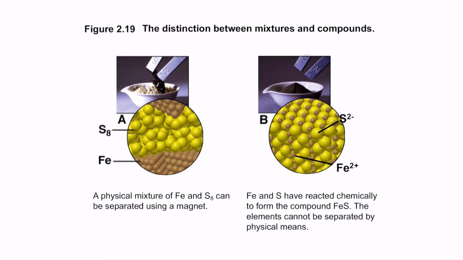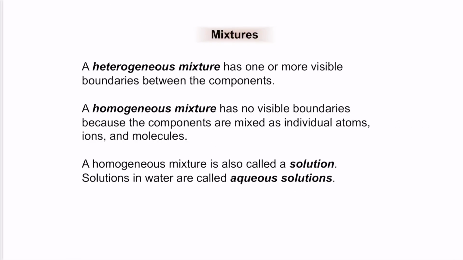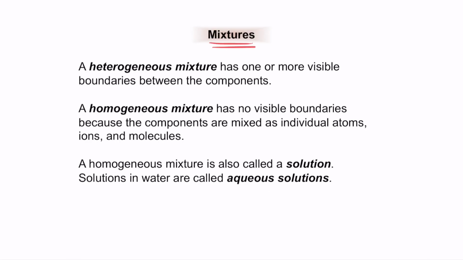This brings up the concept of the last topic, mixtures. What is a mixture? Mixtures are compounds that are physically intermingled but not chemically combined. There are two types of mixtures, heterogeneous and homogeneous mixtures. Heterogeneous mixtures have one or more visible boundaries. One way of looking at heterogeneous mixtures is when you have two different phases of compounds that are combining.